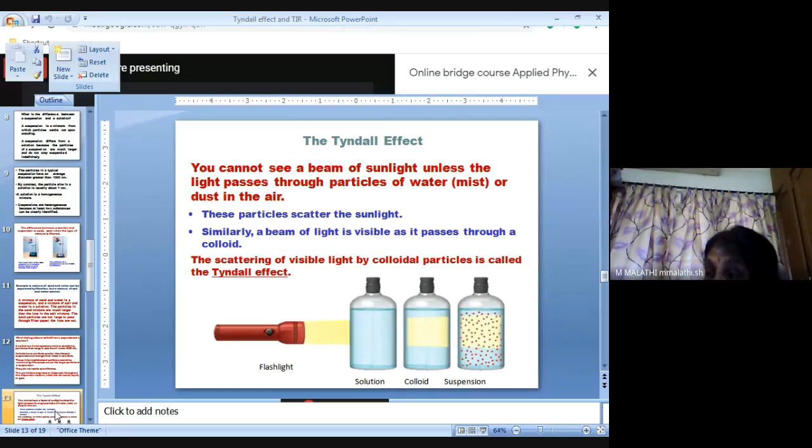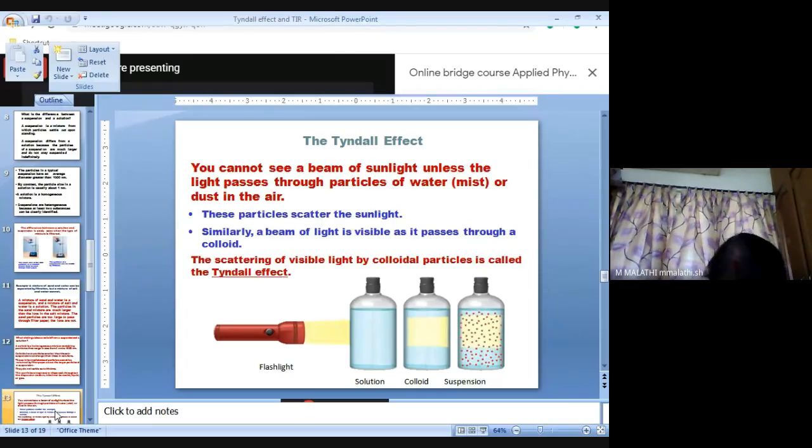This is the basic principle for when light passes through an optical fiber. When you are viewing the propagation of light, when it passes through a glass needle or through a liquid, and the path of the light is visible, this is due to the scattering of the visible light by the colloidal particles in that medium. This is called the Tyndall effect.